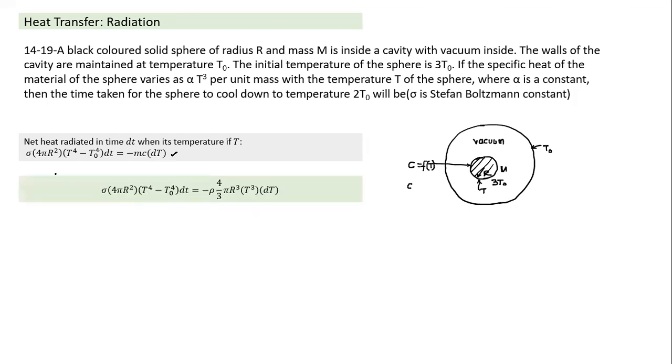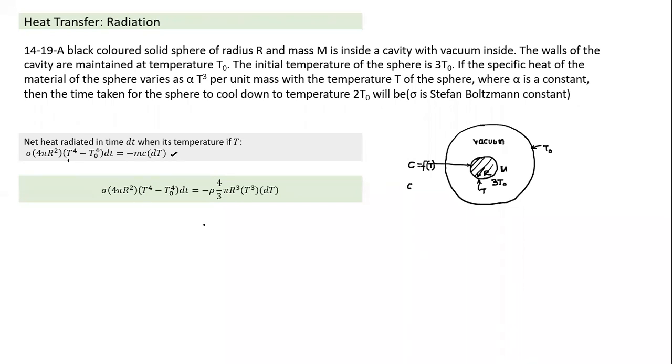Now let me put some more terms here. What are the terms we know? Mass is given; we can write it as density into volume. The only thing is the C term, which also is not a constant. C is a function of T. I could have written it with a constant times T cubed, but even without the constant the answer comes as a ratio. So I would write C as proportional to T cubed.